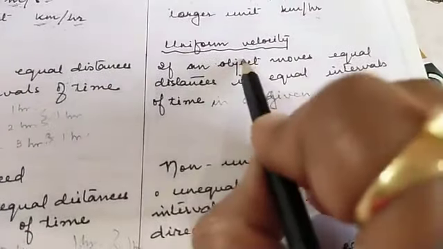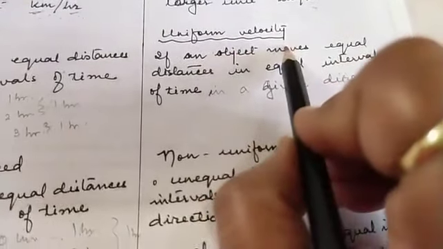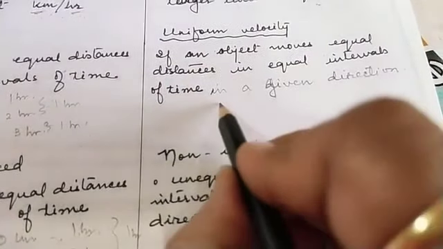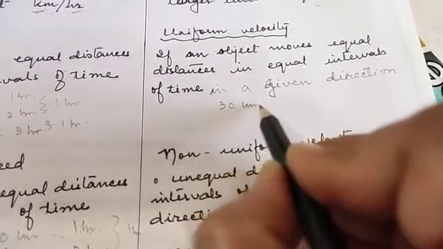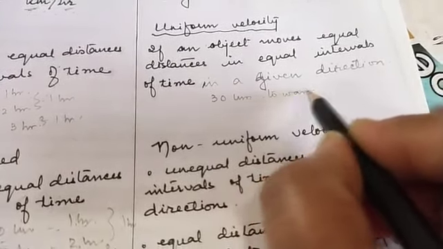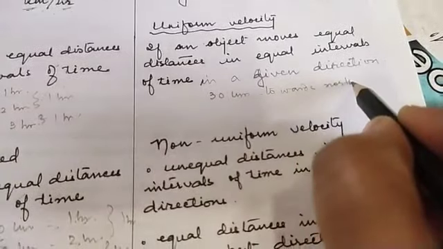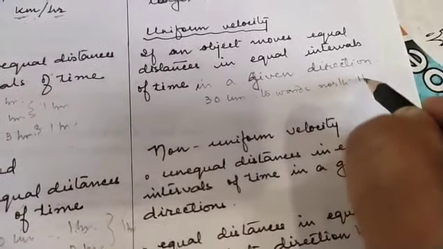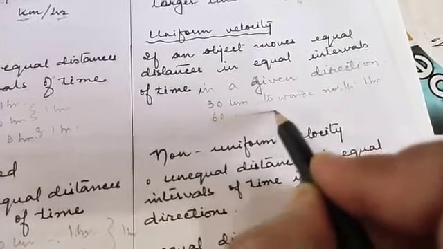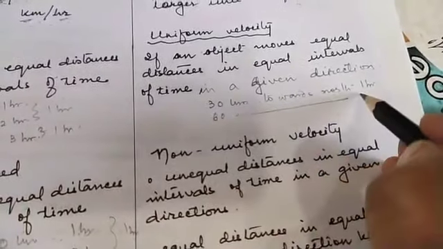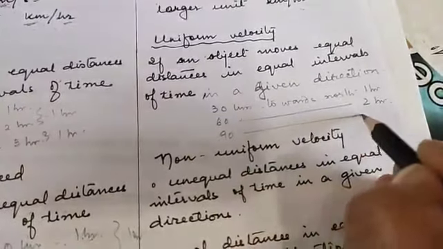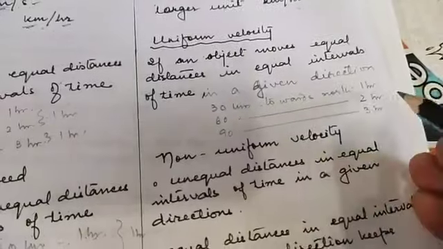Then it is said to be in uniform velocity. Suppose it is moving 30 kilometers towards north in the first hour, then 60 kilometers towards north in the second hour, then 90 kilometers towards north in the third hour.